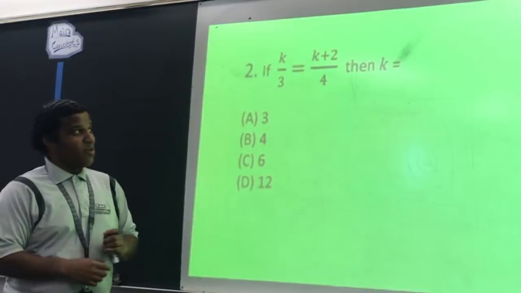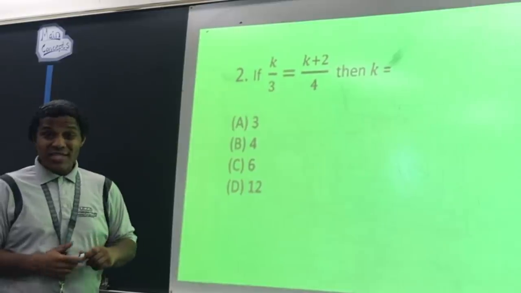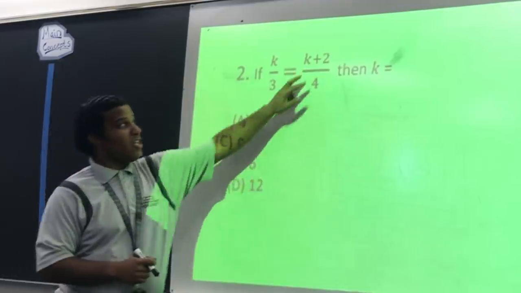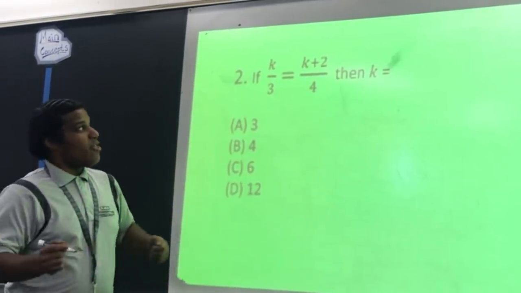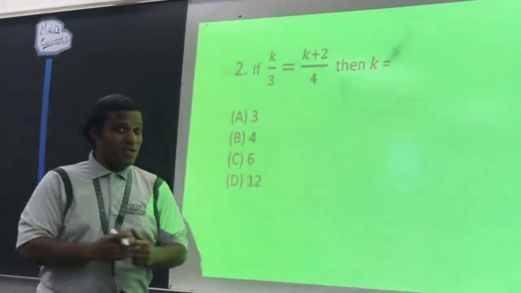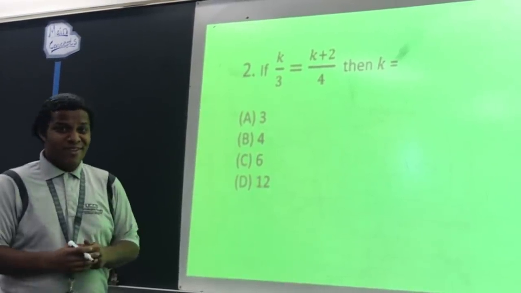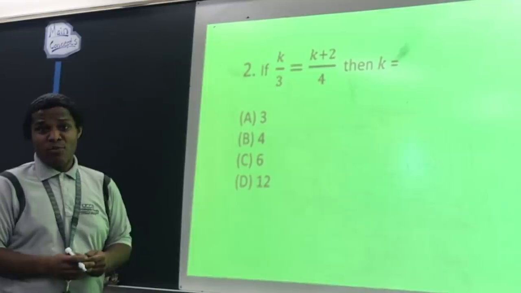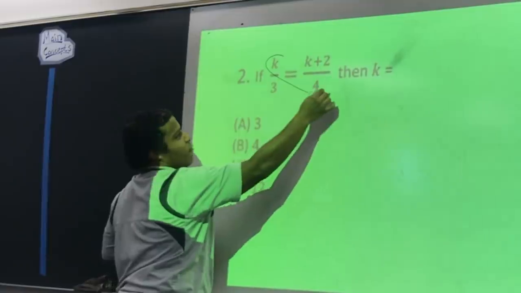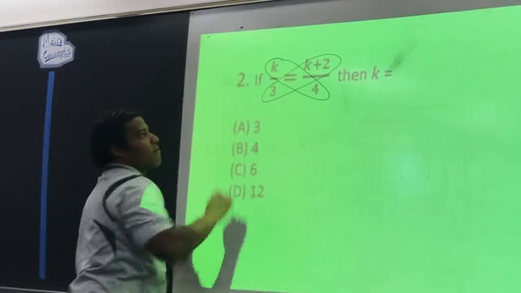If k over 3 is equal to k plus 2 over 4, then solve for k. Again, we want to get k by itself, but this one's a little bit trickier. We have a k in this fraction and a k in this fraction. So, the best way that we're going to solve this is by multiplying each side by the other one's denominator. Some of you might have called this cross multiplication, but that is a little bit taboo in the math world. I'm going to go ahead and do that. We're going to multiply this side by 4, and I'm going to multiply this side by 3.